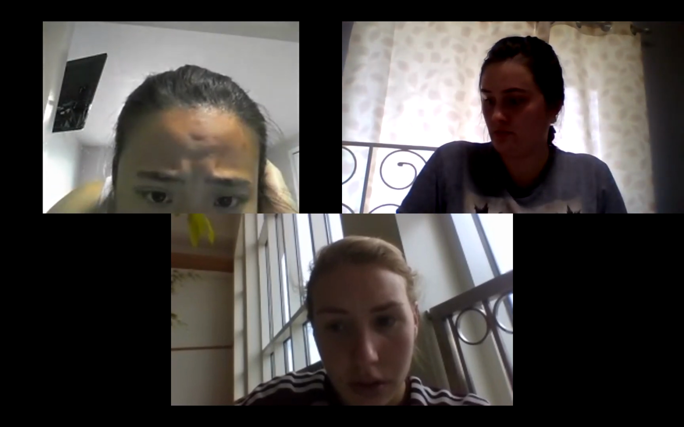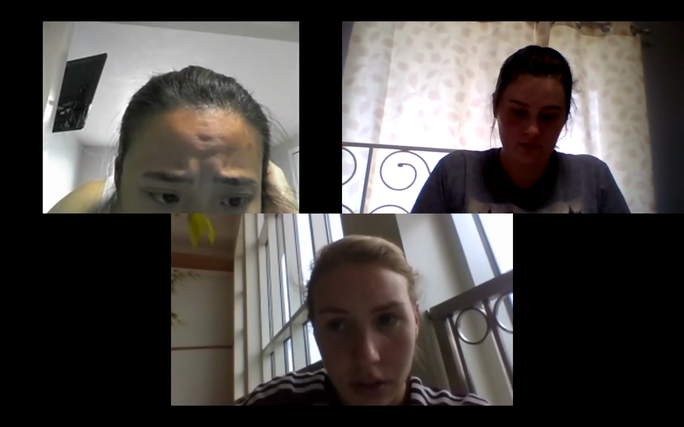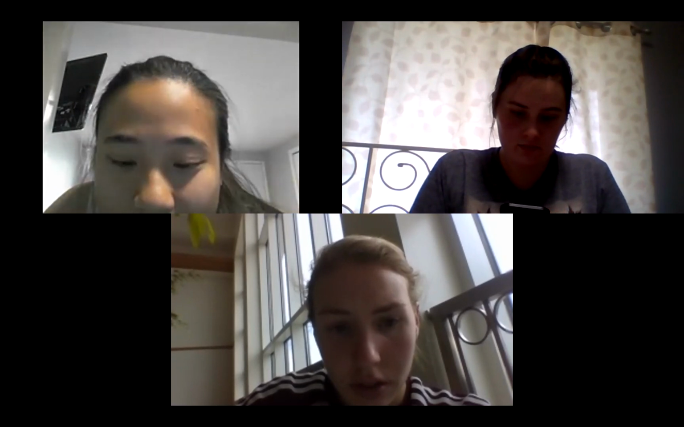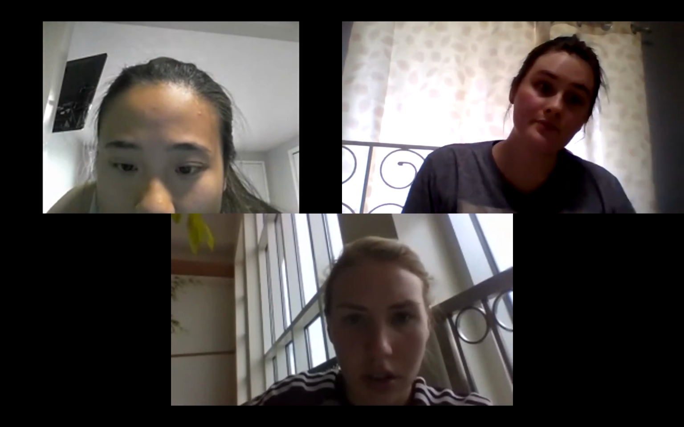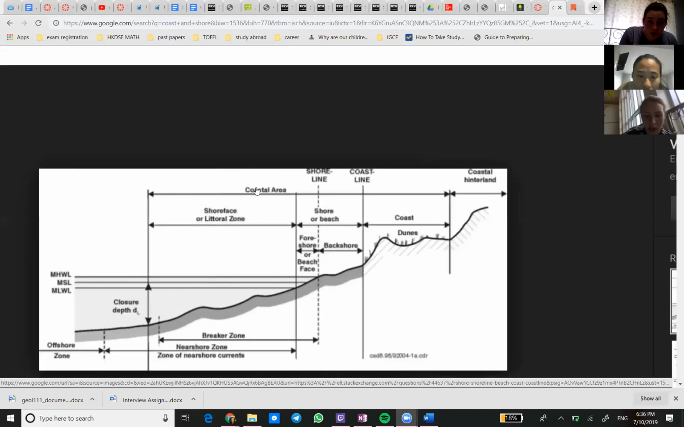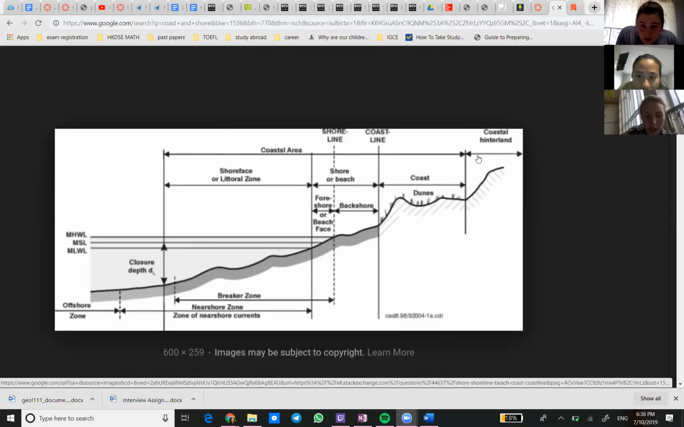Oh, hold on, I found one. I have a picture. Let me share. Right here, this is the whole coastal area. The coastline is where the water at high tide is here, and then this part is just coast. Oh, okay. So it's right where that whole area is.